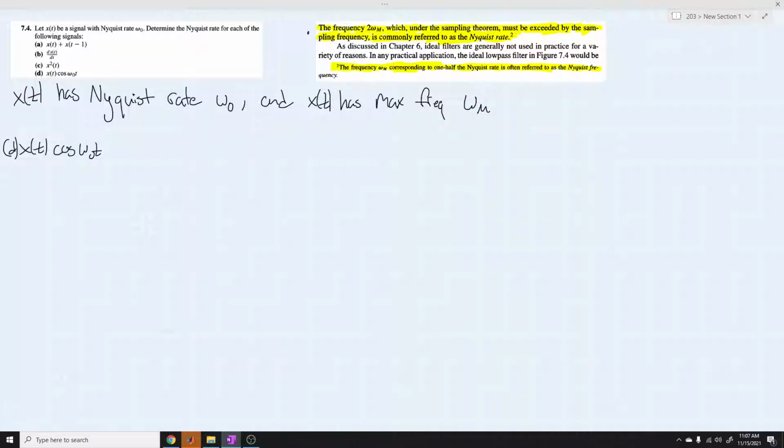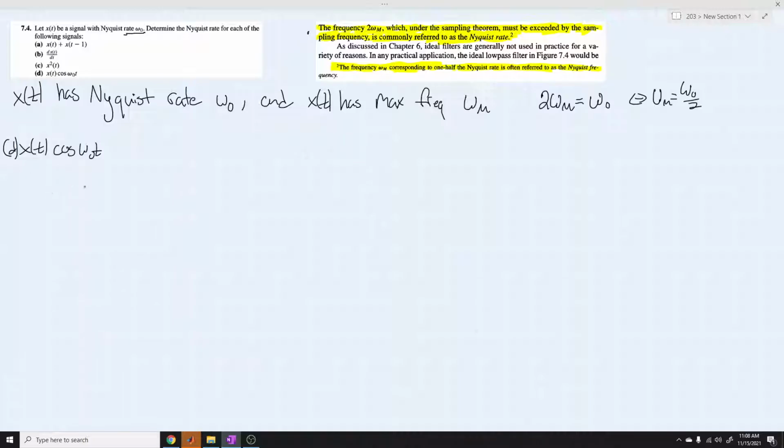Now, this note from page 519 in the textbook: the frequency 2 times omega sub m, which is 2 times the maximum frequency constant, under the sampling theorem, is commonly referred to as the Nyquist rate. So we have a relationship then. We have 2 omega m is equal to the Nyquist rate, and here is our Nyquist rate, omega sub naught. Of course, we could rewrite it that omega sub m is equal to omega sub naught over 2.